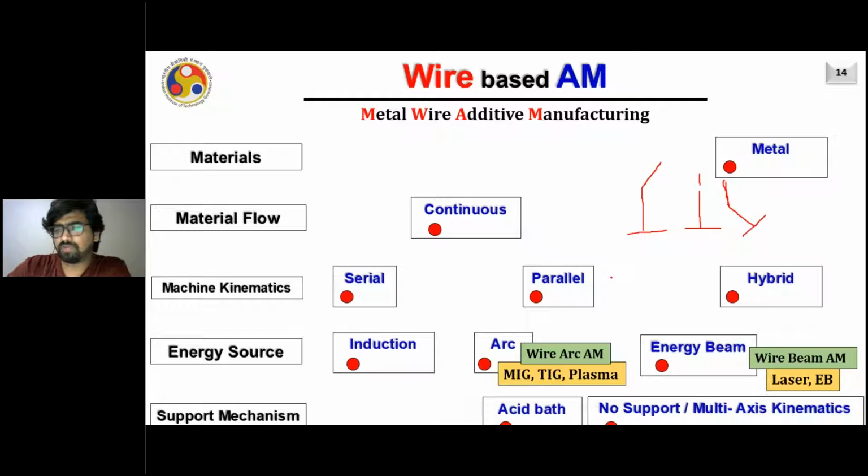Now let me tell one more thing over here. We shall discuss in detail only MIG and TIG welding based processes. We'll try to cover wire arc additive manufacturing, where an arc is used to melt the metal wires. We shall not discuss when an energy beam is used to melt the metal wires. Hence, we shall not discuss laser-based metal wire additive manufacturing or electron beam-based metal wire additive manufacturing. We shall cover wire arc additive manufacturing, where an arc, either by MIG, TIG, or plasma, is used to create the melt pool, and in that melt pool we feed the wires.